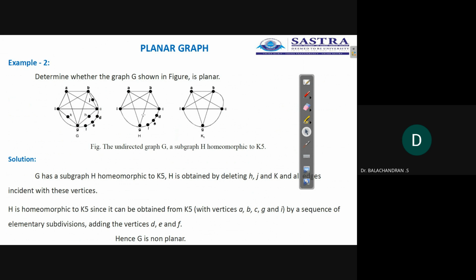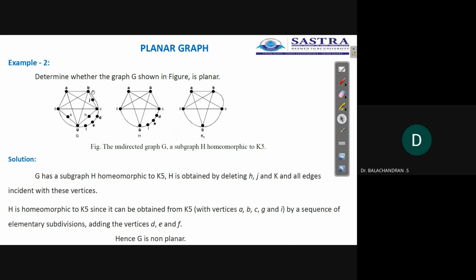Similarly, this graph G is also non-planar because it also contains A, B, C, G, I, that is K5, as a subgraph. So this is also non-planar. You already know that K5 is non-planar.